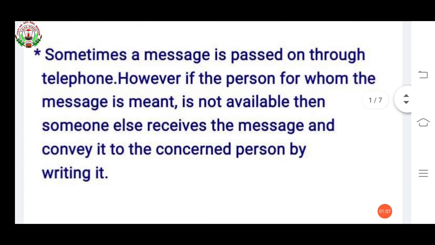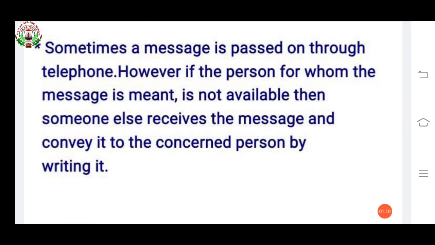Now see, second point. Sometimes a message is passed on through telephone. However, if the person for whom the message is meant is not available, then someone else receives the message and conveys it to the concerned person by writing it.